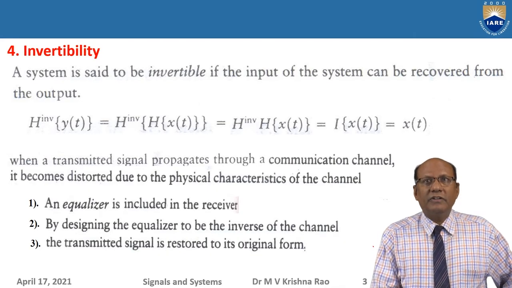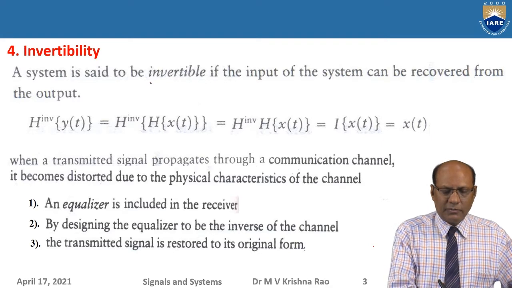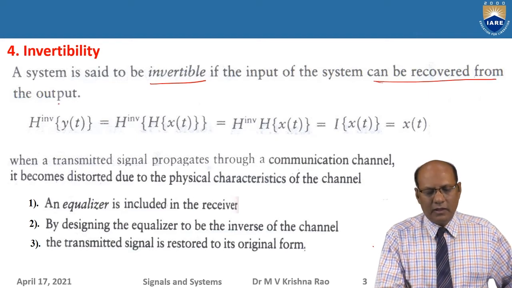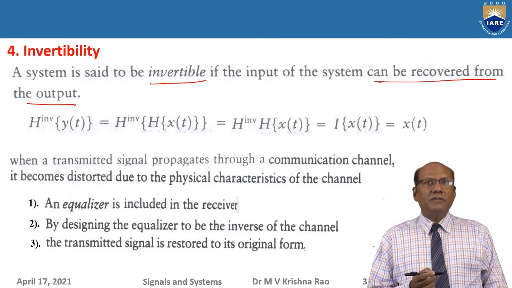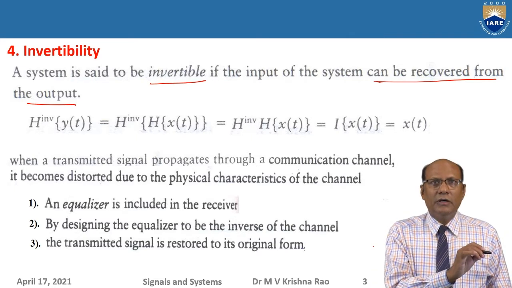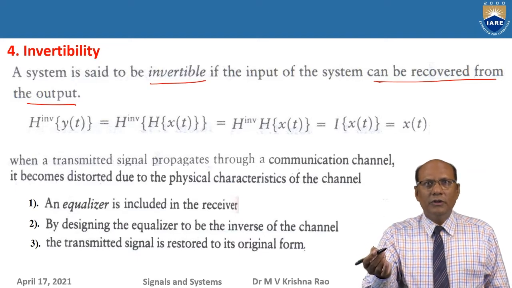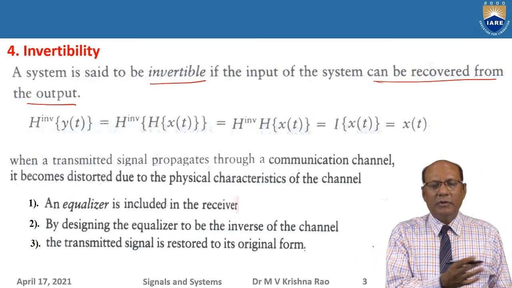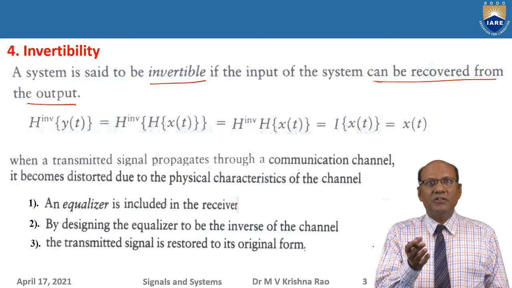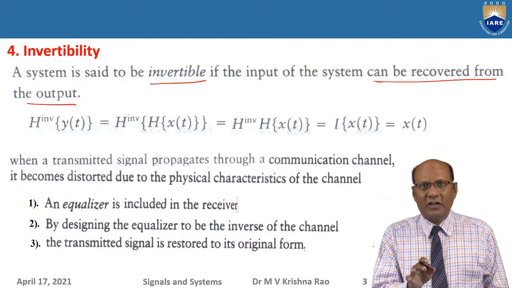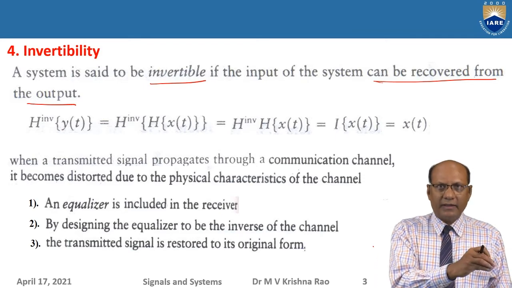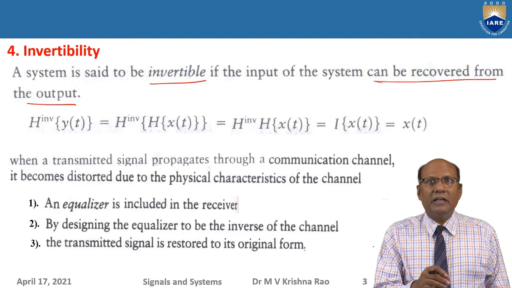Invertibility. What is invertibility? A system is said to be invertible if the input of the system can be recovered from the output. Output is dependent on the input, so by processing the input, you are getting the output. Now I want to get back the input by doing inverse operations. Sometimes it is possible, sometimes it is not possible. If it is possible to recover the input from the output, then that system is called an invertible system.